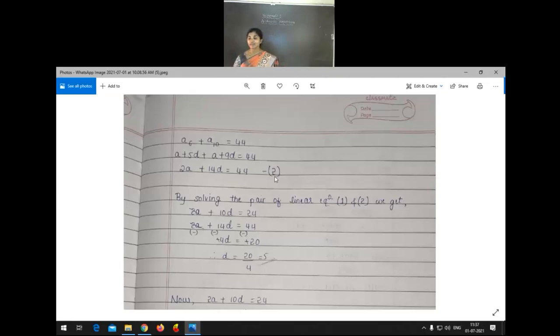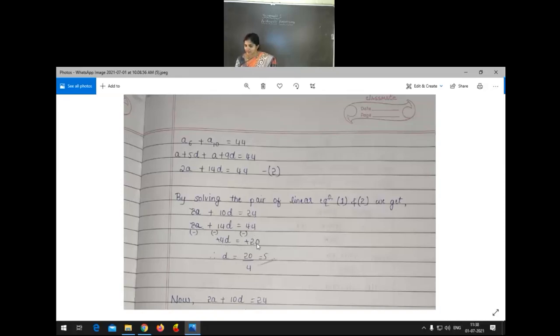Again, we have to go to solving equations 1 and 2. In the beginning of the arithmetic progression, we discussed how to solve two equations. So, okay, write the two equations one side. First equation is 2a plus 10d is equal to 24. Then second equation is 2a plus 14d is equal to 44. Sign change rule we have to apply. Here minus, plus becomes minus, here plus becomes minus. Then plus 2a minus 2a get cancelled. Plus 10d minus 14d is minus 4d. Then plus 24 minus 44 is minus 20.